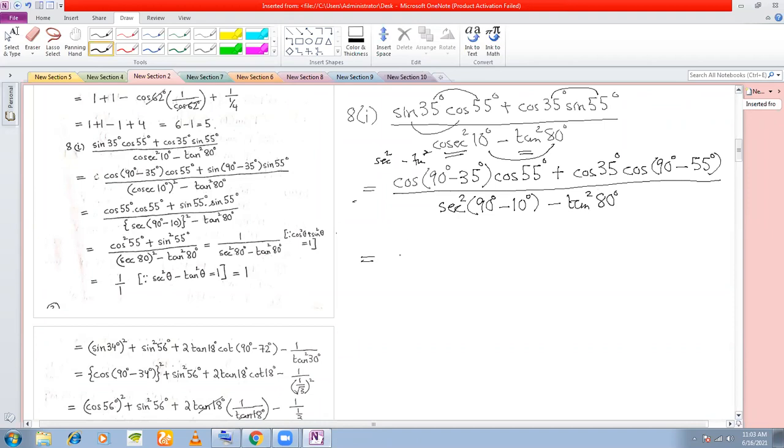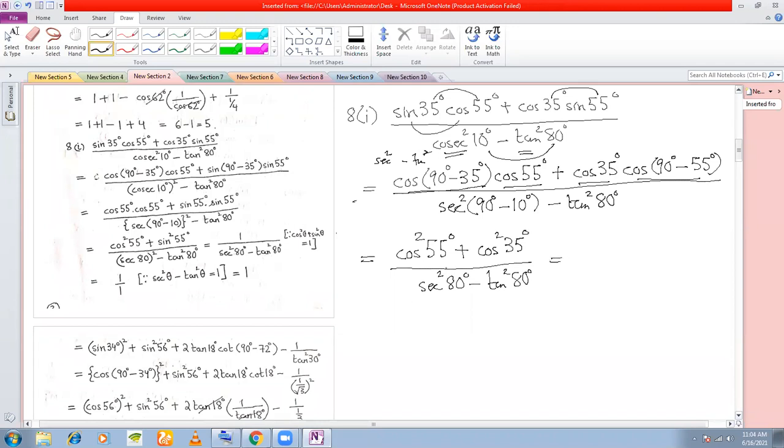So now what happens in the next step, you get this cos 55 degree into cos 55 degree becomes cos square 55 degree plus cos 35 degree into cos 35 degree becomes cos square 35 degree. Okay, instead of changing this, fine, we'll change this to sine 35. This is 35 degree, no problem. So this is sec square 80 degree minus tan square 80 degree.